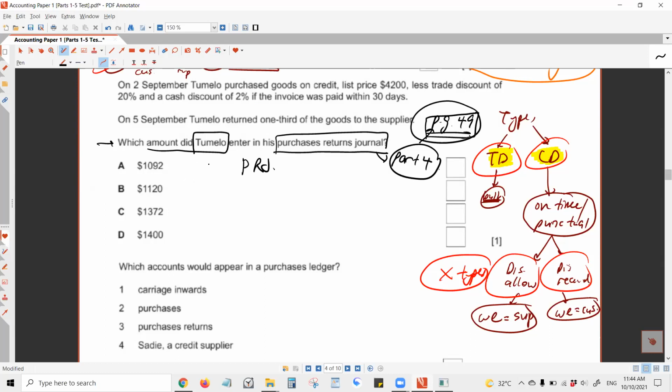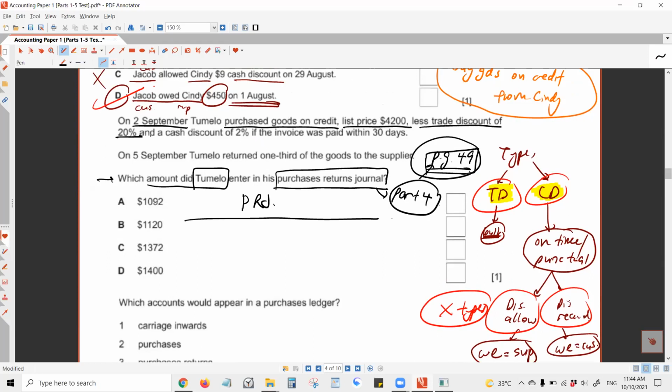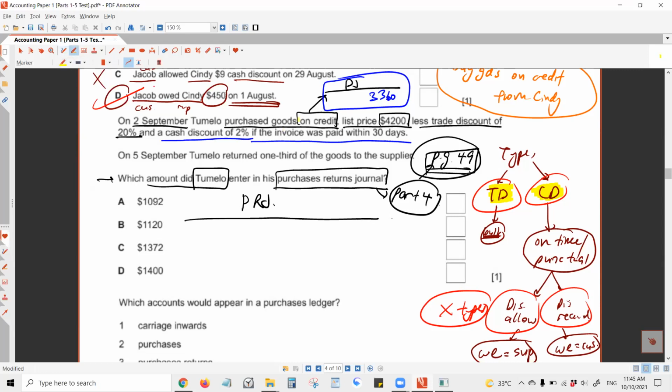So it's asking what amount did Tumelo enter? On 2nd September, purchased goods on credit, list price 4200, less trade discount of 20%. So this is buying goods on credit. The original price is 4200. This is supposed to be recorded in the purchases journal, and the amount used will be 4200 times 80%, which is 3360. Now, there is a cash discount of 2% if the invoice is paid within 30 days. But has it been paid right now? No, it is still on credit. On credit means still owed.